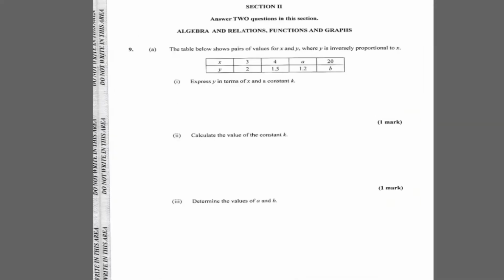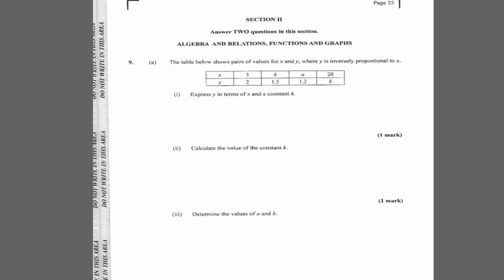Now on to section 2. For section 2, you have 3 questions and you choose which 2 you want to do. It says the table below shows y and x, and y is inversely proportional to x. So express y in terms of x and a constant. If they're inversely proportional to each other, then y is equal to k over x. Now, given that y is equal to k over x, calculate the value of k.